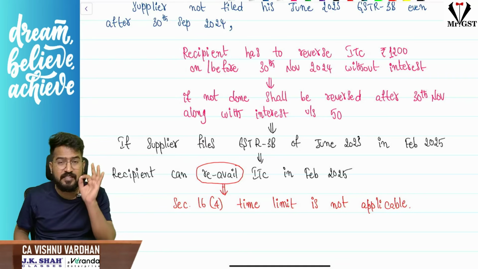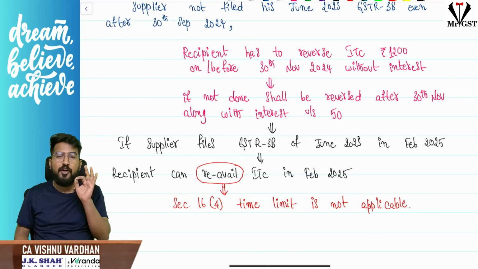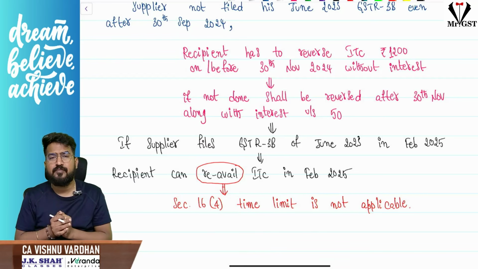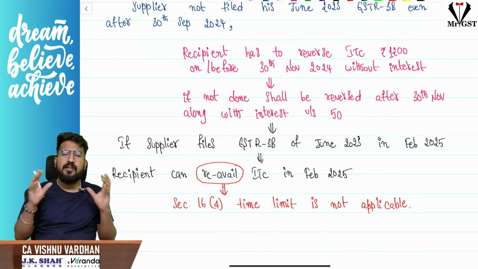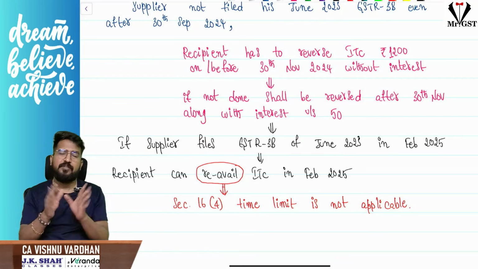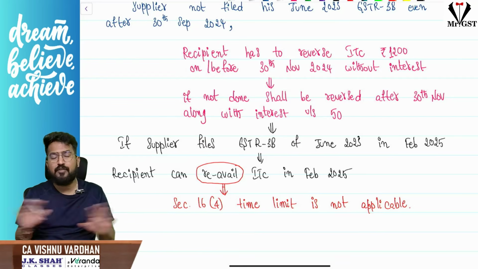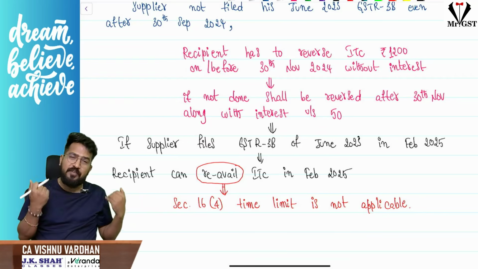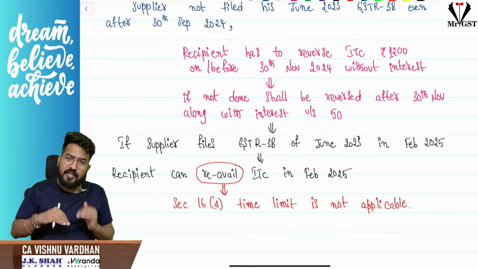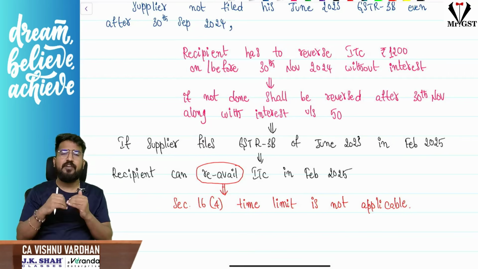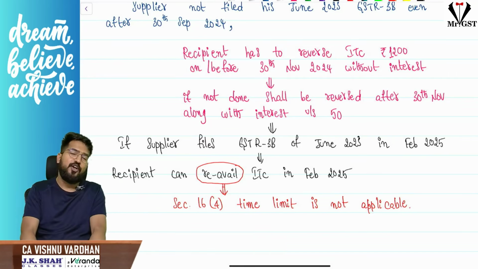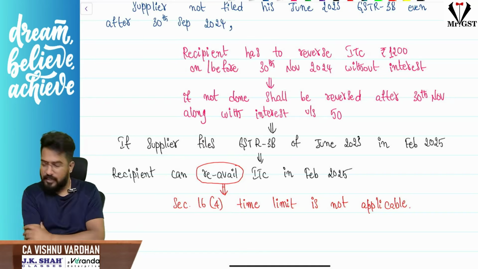Yeah, see, understand, 16 subsection 4 is applicable only for availing ITC. Here, this is re-availing ITC. So 16 subsection 4 is like, see, only when you are getting married for the first time, they will see age. For second time marriage and all, they will not see any age. That means 16 subsection 4 time limit is applicable only when you are availing ITC. Here you have availed ITC, reversed ITC, and again now re-availing ITC. So in such cases, 16 subsection 4 time limit is not applicable. Hope it is clear for you, right?